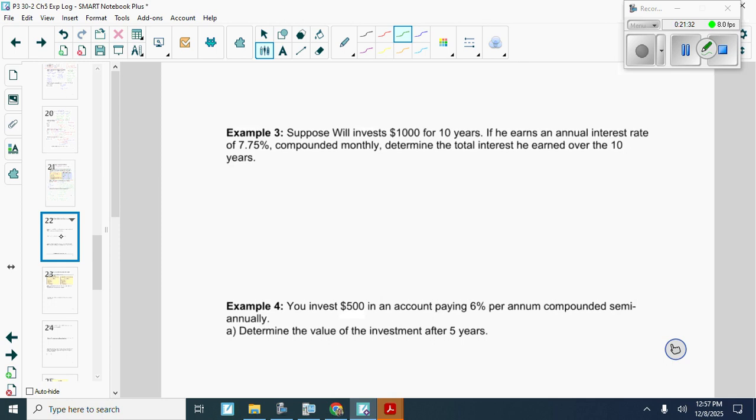Example number 3. So we'll invest $1,000 for 10 years. If he earns an annual interest rate of 7.75% compounded monthly, determine the total interest that he earned over the 10 years.